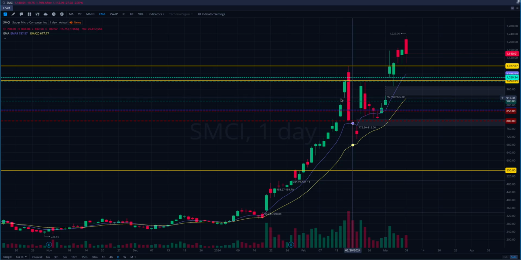Because these are great targets where liquidity and stops are set, and also they're places where it's great to take profit because there might be buyers here ready to step in on these gaps. And you can see SMCI filled the first gap, closed the day right after filling the second gap.